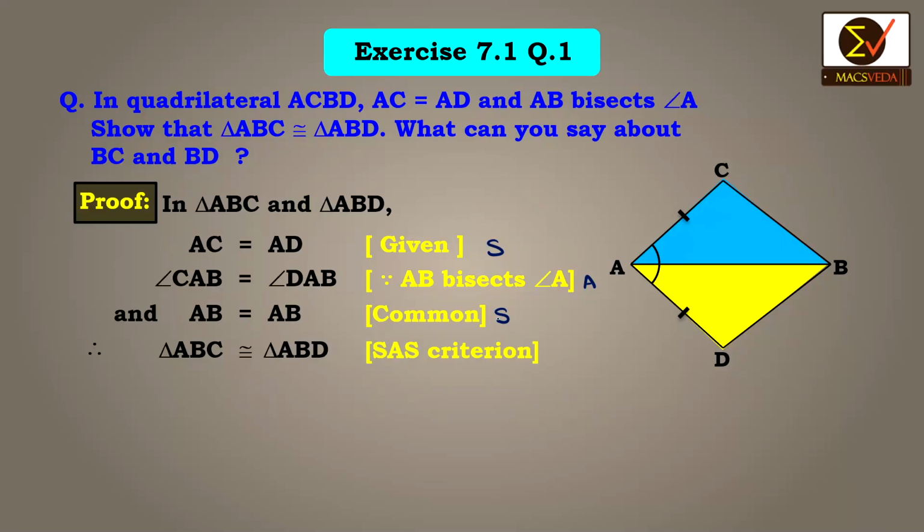Once the two triangles are congruent, the corresponding sides are equal. So side BC is equal to side BD. Corresponding parts of congruent triangles are the same. That is, corresponding sides are equal and corresponding angles are equal.